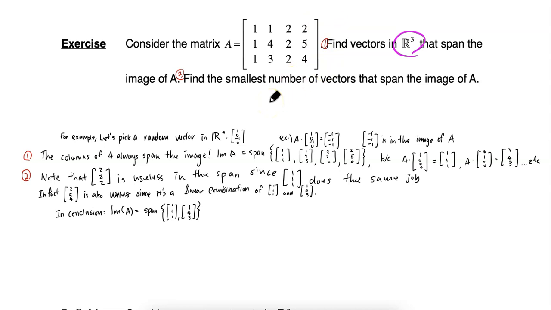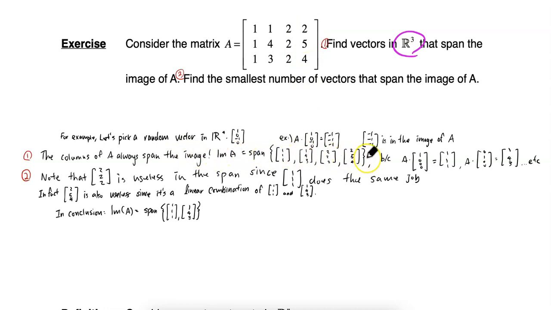Now we've seen last class that to find the image of A, all we need is to use the column vectors. Right, so we know that the image of A is spanned by (1, 1, 1), (1, 4, 3), (2, 2, 2), and (2, 5, 4). The columns of A always span the image.